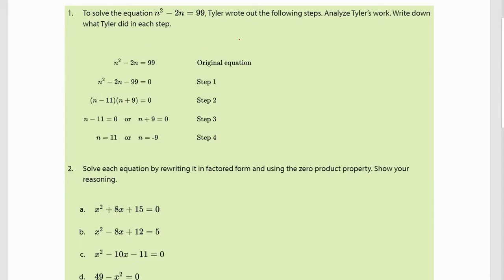All right, number 1, to solve the equation n squared minus 2n equals 99. It looks like we're examining Tyler's work here. So Tyler used the original equation, right? Looks like he subtracted the 99 to the left-hand side to get the whole 0. He got factored form. He did that correctly and set equal to 0. And then he broke it up. He's basically like, what do you have to plug in to n plus 9 to get 0? Negative 9. What do you have to plug into n minus 11 to get 0? Positive 11.